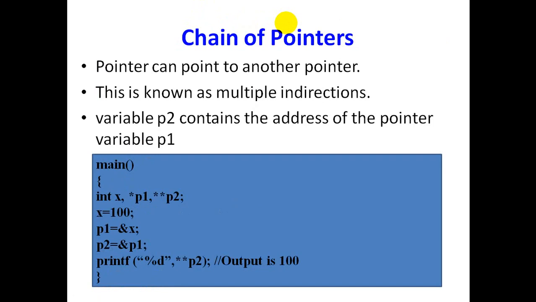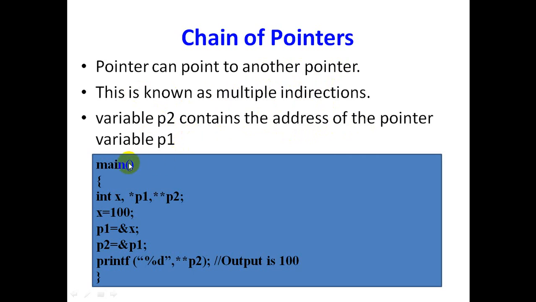Next is chain of pointers. Chain of pointers means a pointer can point to another pointer, which means a pointer can hold the address of another pointer. That we call multiple indirection. Till now, what we discussed is that a pointer is used to store the address of a variable. But here, chain of pointers means a pointer can store the address of another pointer. So now you can see a pointer variable P2 contains the address of another pointer variable P1.